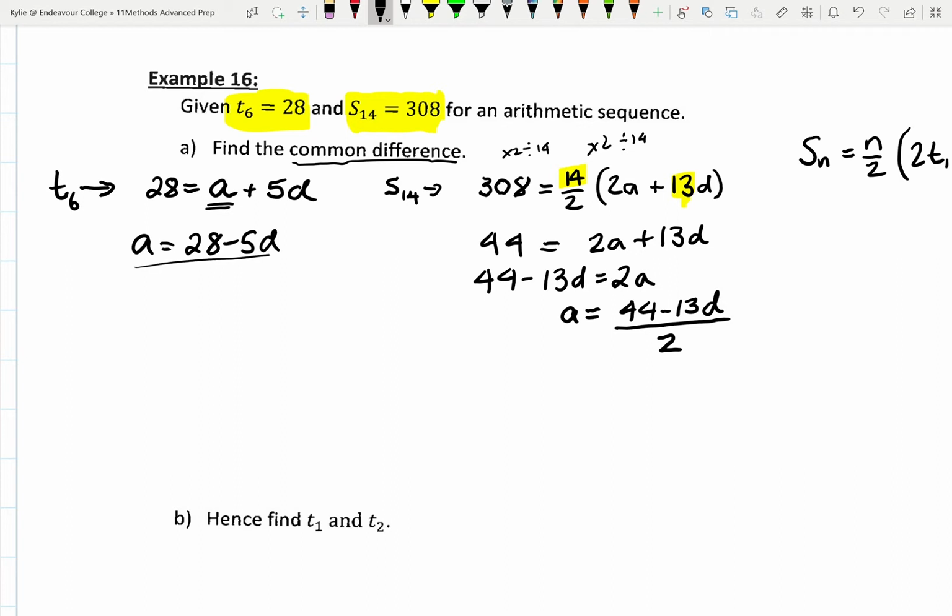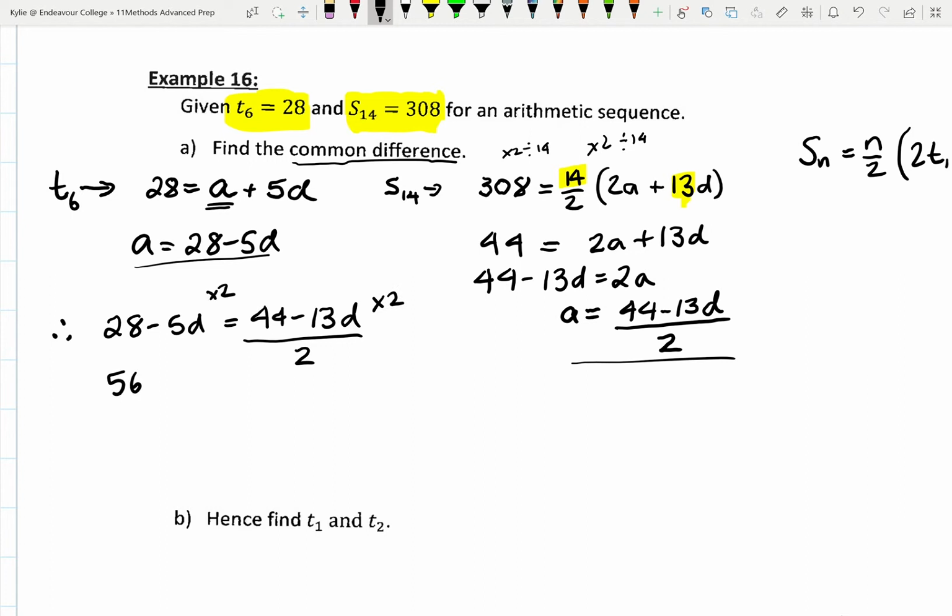Now we've got 2 equations that both equal a, so we can set them equal to each other. So therefore, 28 minus 5d equals 44 minus 13d all over 2. The reason I left that 2 in the denominator is so I can multiply by 2 on both sides. 28 by 2 is 56, minus 5d by 2 is 10d, and then the numerator just stays the same. I just think that's a little bit easier to deal with than 13 over 2, but it's up to you.